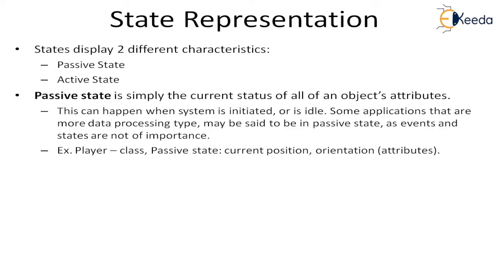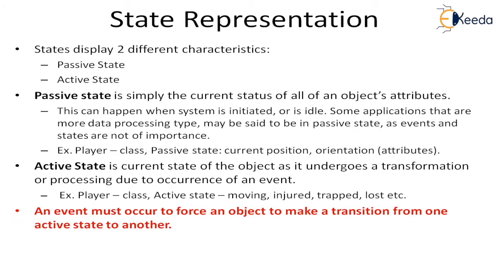So we have seen how events and states have been created or identified. Then how to represent it? Once the state is there, we have to represent it, and there are two types of states: one is a passive state, the other is an active state. Passive state means there is no change. It is in the current status. Whatever the object's attributes are at that particular state remains. It doesn't change. This can happen when the system is either initiated or goes to an idle condition.